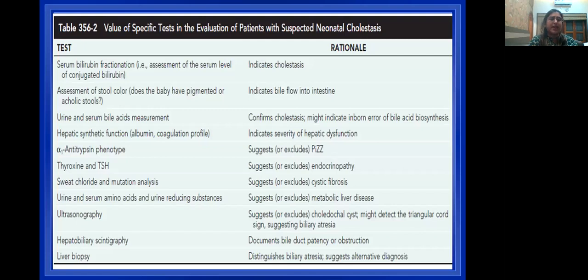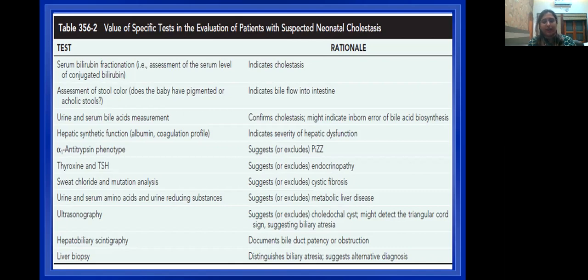So there are certain very specific tests in the evaluation of children with neonatal cholestasis, and the rationale behind the tests has also been mentioned. Firstly, we have to do the serum bilirubin fractionation in order to ascertain that it is conjugated bilirubin, which indicates cholestasis. Then assessment of the stool color. Does the baby have pigmented or acholic stools, which indicates the bile flow into the intestine?